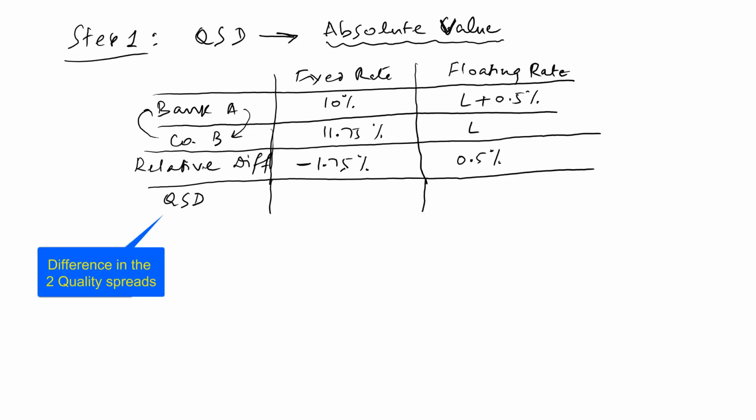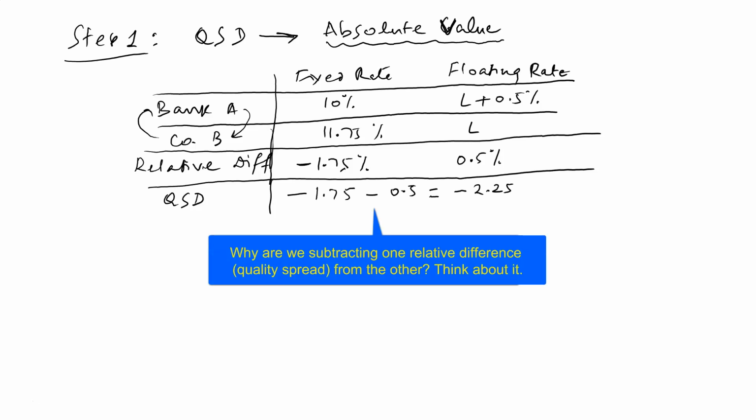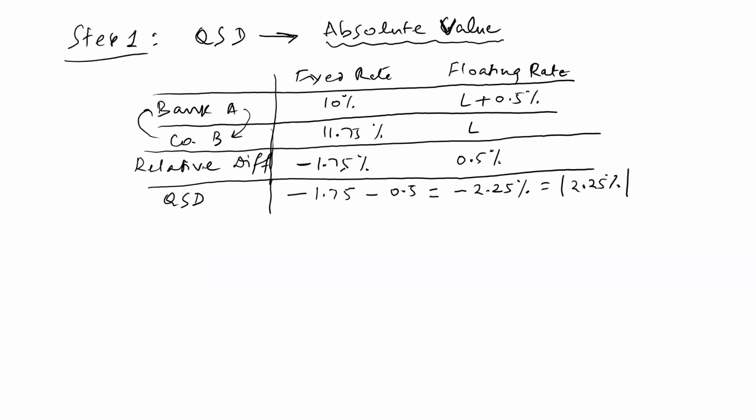So what we are going to do is write minus 1.75 here, and then say minus 0.5% from here, and that is going to give us minus 2.25, because we are subtracting one relative difference from the other. So minus 2.25% would mean that we have an absolute value of 2.25%. So this is the total potential gain from the swap.